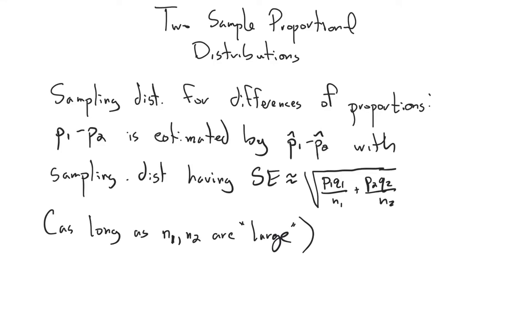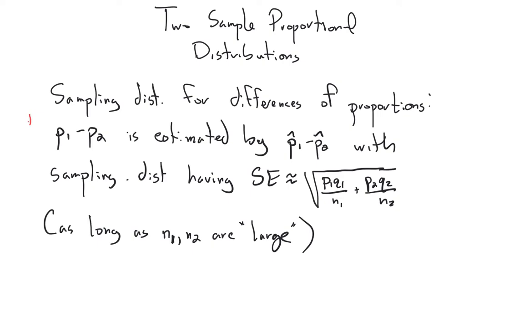A quick video about two sample proportional distributions where we're interested in the difference of proportions in two populations. This is very similar to the difference of means that we looked at in previous videos. So it's the same idea. We want to estimate the true difference of proportions, like how we'd estimate differences of means.